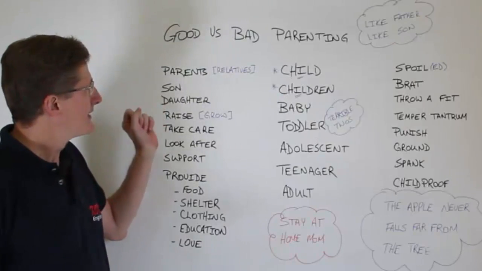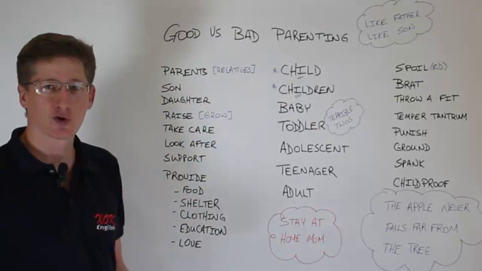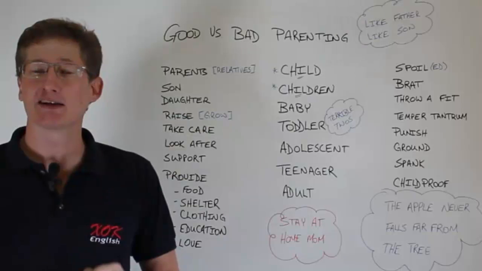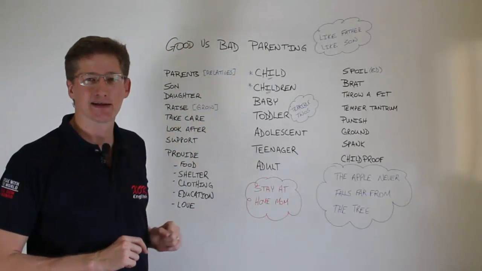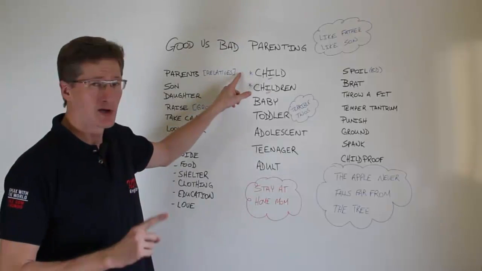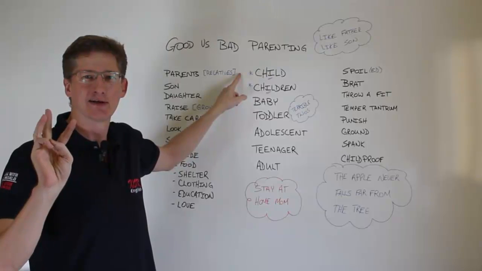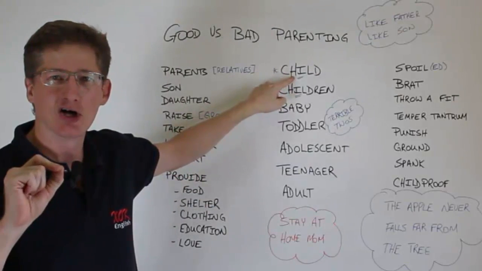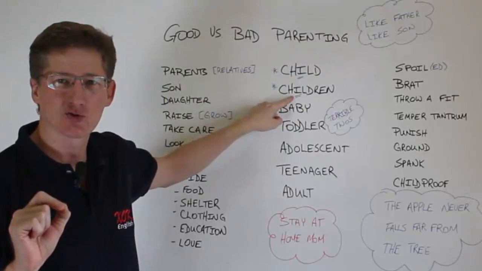Good. Now, parents have children, right? The word children is plural. The singular is child, all right? There's a difference there between the singular and the plural pronunciation. One child, two children, or three children. You notice that the word child has a long I sound, and the word children has a short I sound.